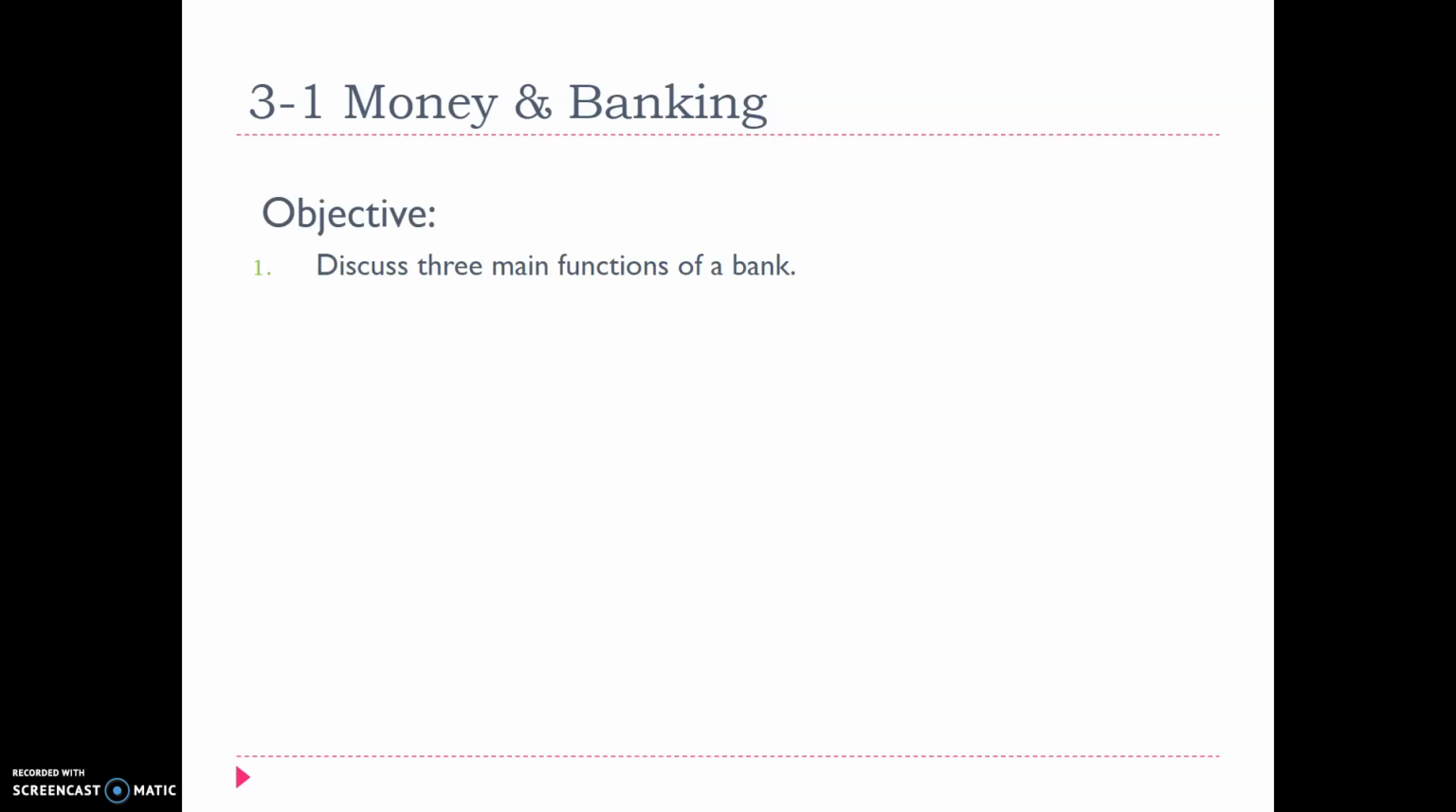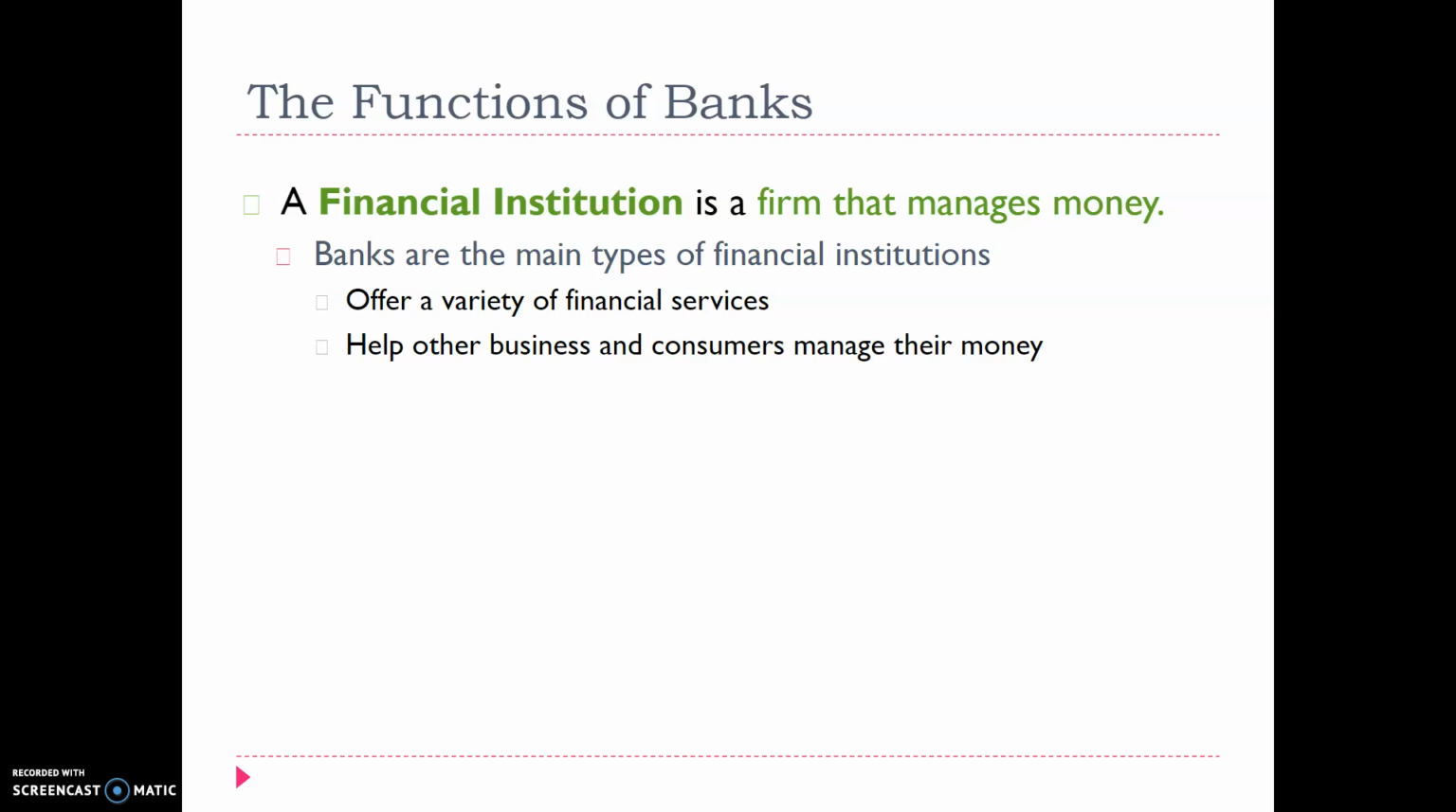So our learning targets for today are to talk about the three main functions of a bank and to compare and contrast the two types of banks that are found in our economy. So, when we refer to banks, on the financial side of things, we technically refer to those as a financial institution. And really defined, all that means is that it is a firm that manages money. Banks are one of the main types of financial institutions. There are several others too, but we're going to focus on just one other one.